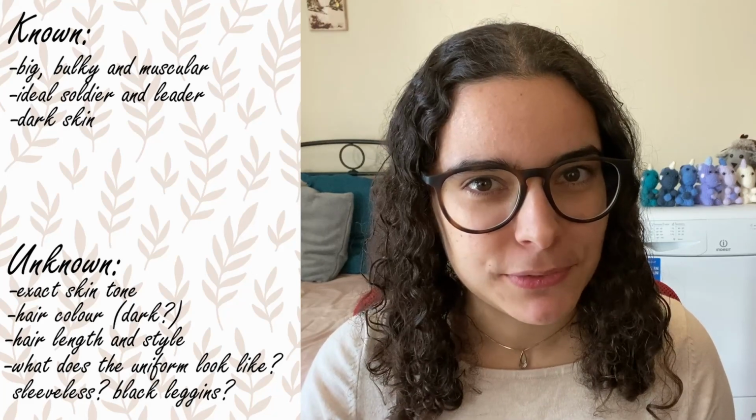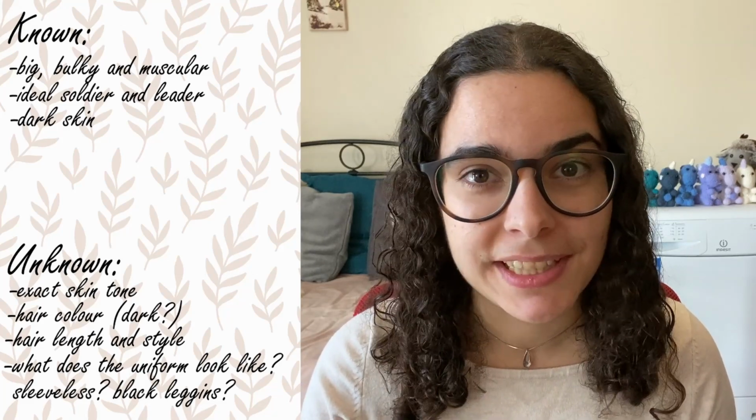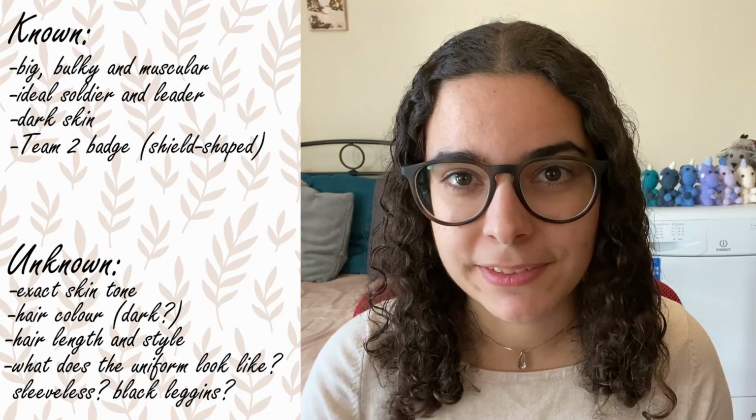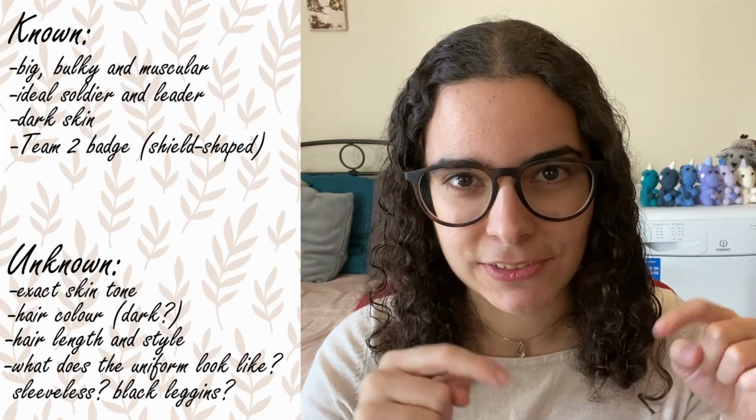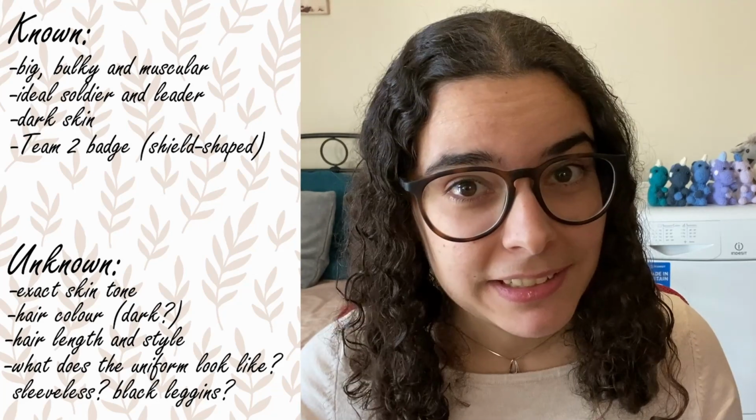The only part of his uniform that I am certain of is that he wears a Team 2 badge on his chest, which I don't think I've actually described what shape it is, but I kind of imagine it as like a shield sort of shape. But we might change that as well, who knows.